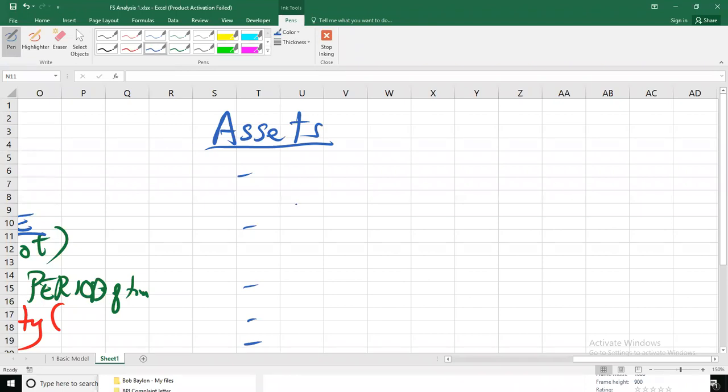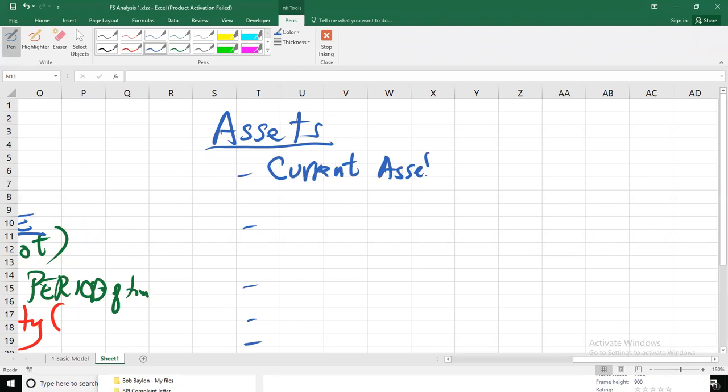Receivables, cash, okay, inventory, thank you so much, Basti, okay, prepayment, okay. All of these, guys, fall under what? What kind of assets are these? Current assets, okay? So let's write here, current assets.